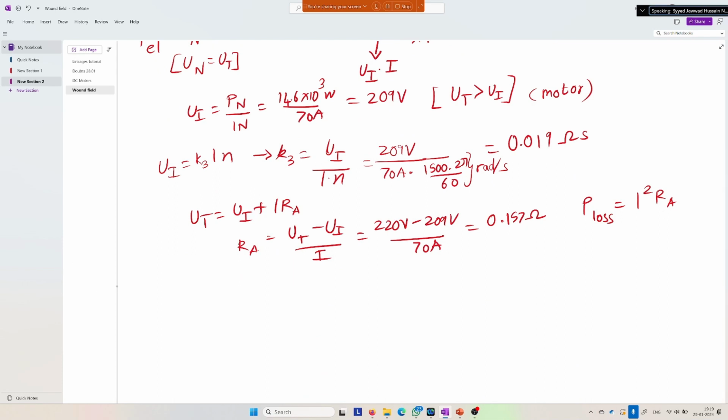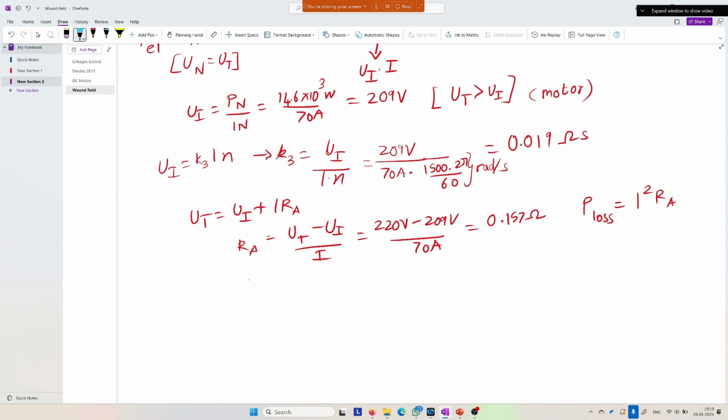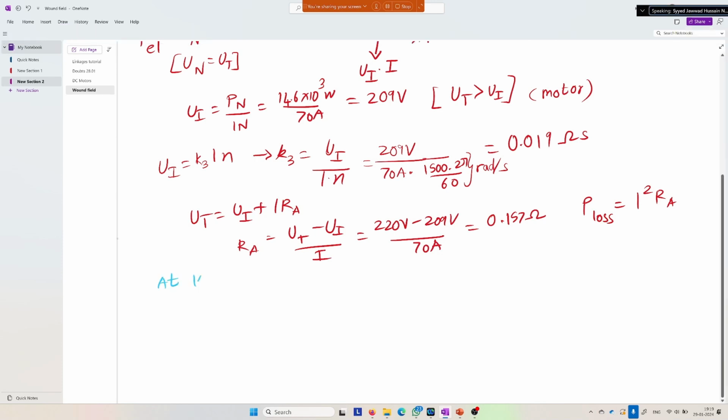So now let us look at the other case, at 1650 rpm. U nominal is the same. Let's find UI. One more thing: we actually don't know the current value. UN is still the same 220 volts. This is K3 times N1 plus I1 RA. Let us say this is N1. So this I1 is unknown, but RA is known, so I will use this equation to get I1.